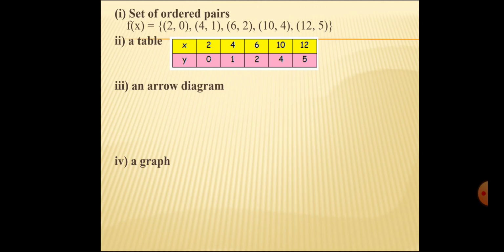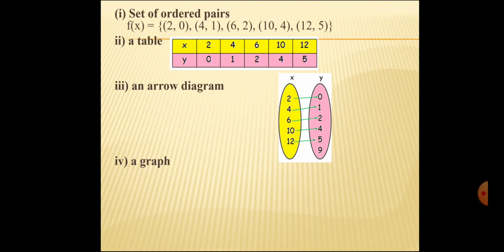Next one, arrow diagram. Arrow diagram already you know. Here you write x. In the question, x means A. You write all the elements in A: 2, 4, 6, 10, 12. Next to y, you write all the elements in B. So B has the elements 0, 1, 2, 4, 5, 9. So those are the elements of B.